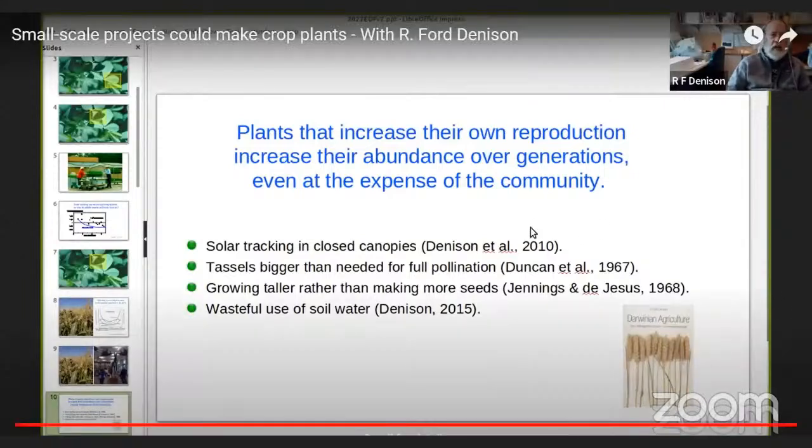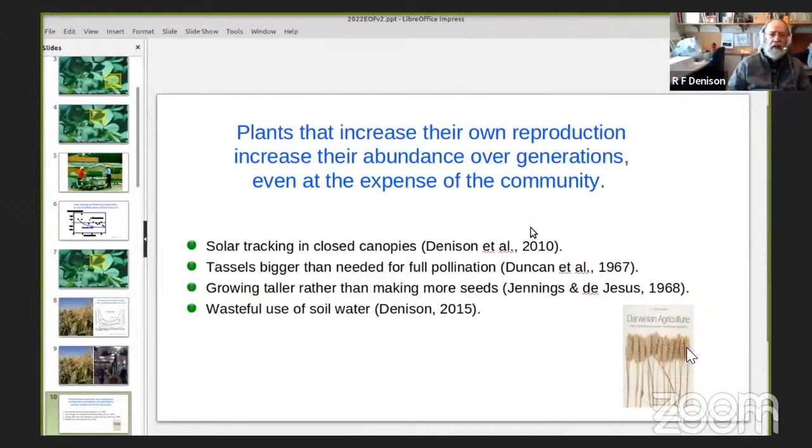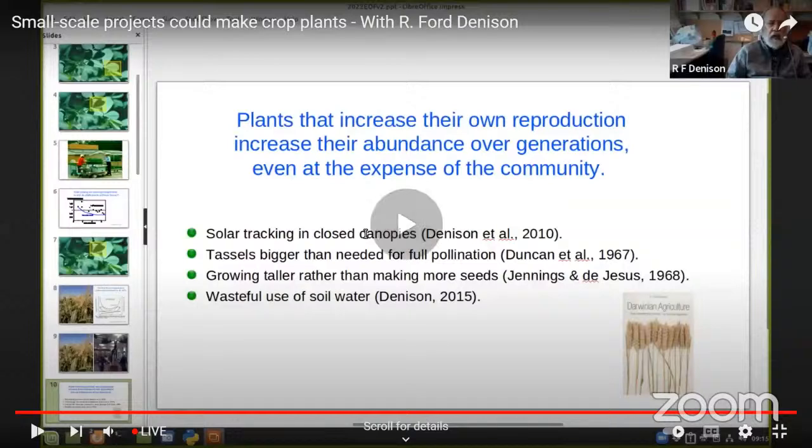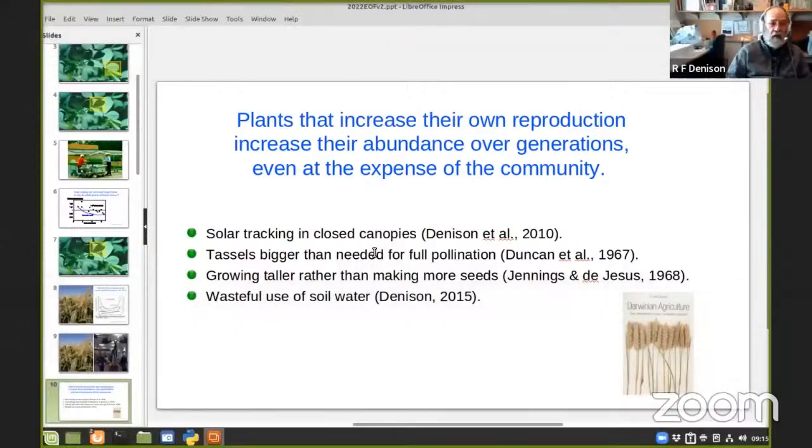So let me just summarize for plants before we move on to symbiosis. Plants that increase their own reproduction, increase their abundance over generations. That's how evolution works, even when that's at the expense of the community. And so I've given these two examples of solar tracking, maybe only a small cost there. Tassels being too big, a fairly large cost.